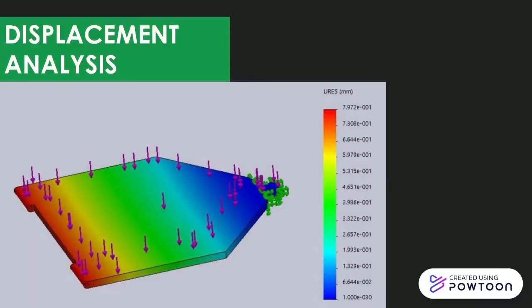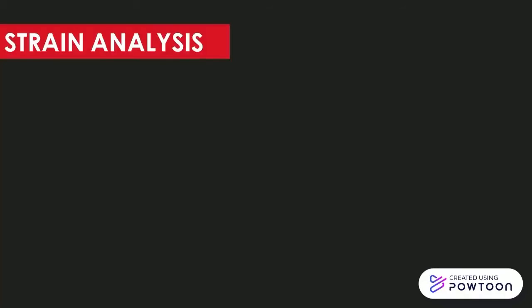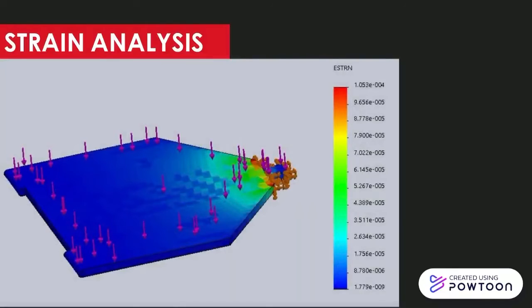Next is the displacement analysis. The red color represents highest displacement when load is applied. The magnitude of highest displacement is 7.972 times 10^-1 mm. The highest displacement happens at the end of the tray part. The third analysis is strain analysis. Strain usually happens at the highest stress and has the same location. The highest strain is 1.053 times 10^-4.